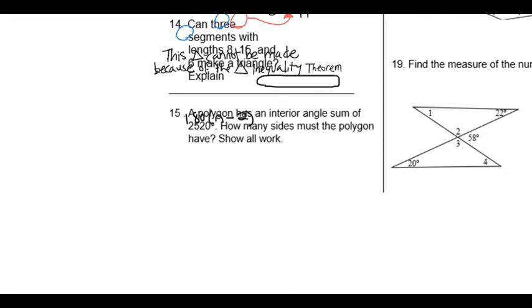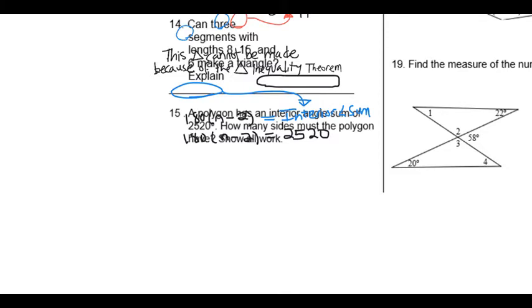And they actually gave me my interior angle sum. But I was given this number, which is 2520, so I need to substitute it right here. So I'll end up with 180 times n minus 2 equals 2520, and that's an equation I need to solve in order to find what n is.